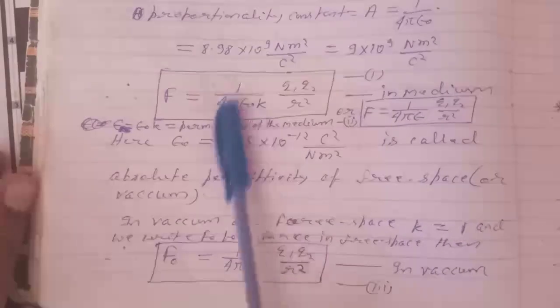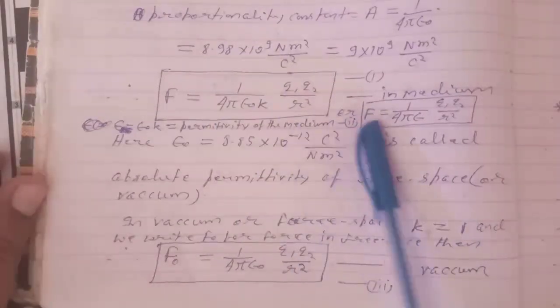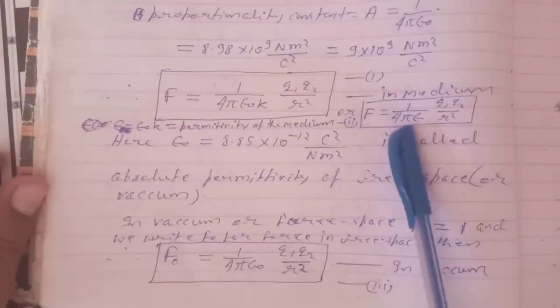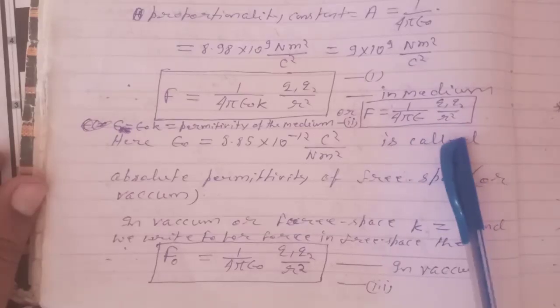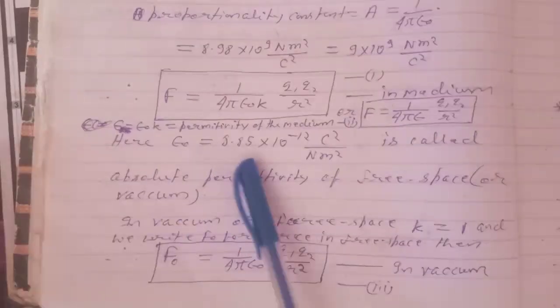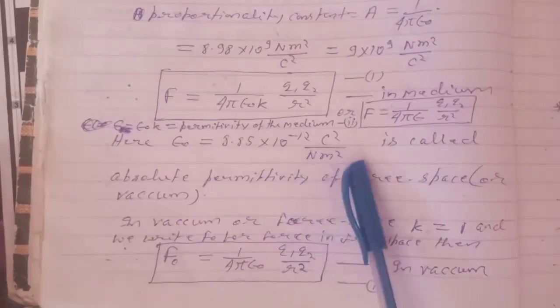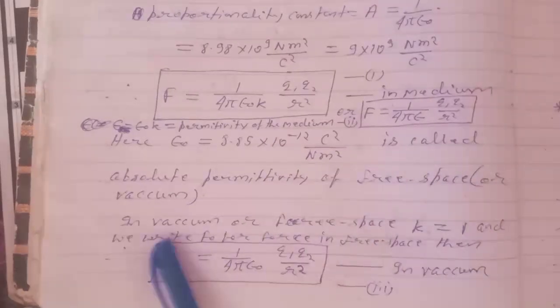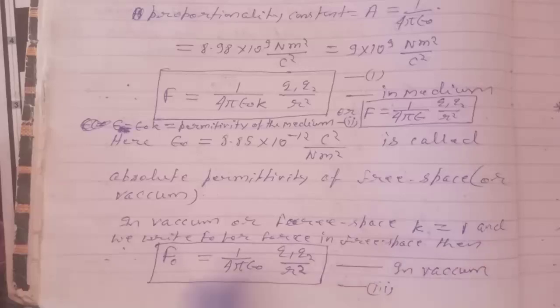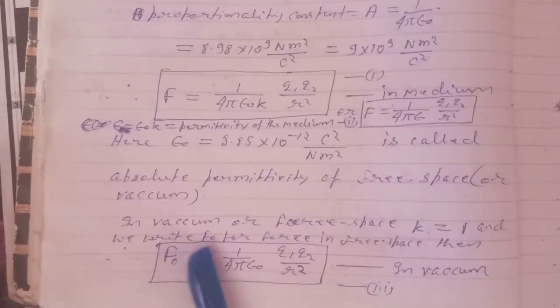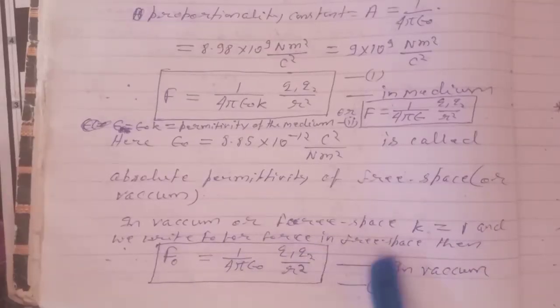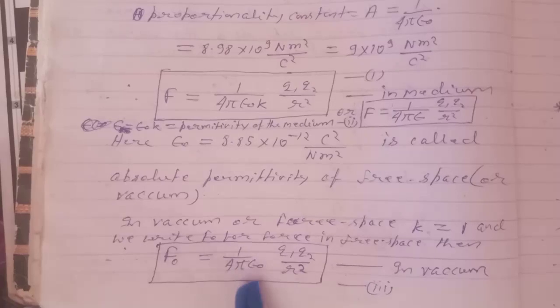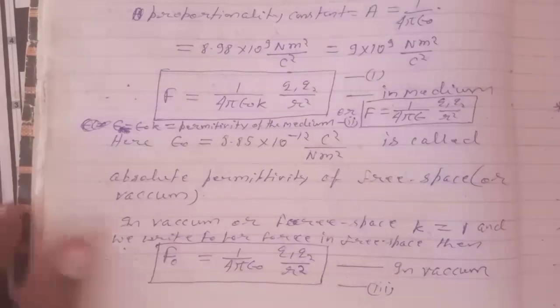Here F equals 1 by 4 pi epsilon K Q1 Q2 by R square in a medium. So F equals 1 by 4 pi epsilon Q1 Q2 by R square. Here epsilon naught, 8.85 into 10 to the power minus 12 coulomb square per Newton meter square, is called the absolute permittivity of free space or vacuum. In vacuum or free space, K equals 1, and we write F naught for force in free space. Then F naught equals 1 by 4 pi epsilon naught Q1 Q2 by R square. This formula is for vacuum.